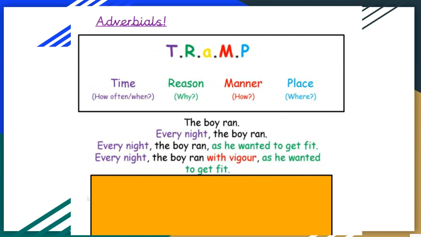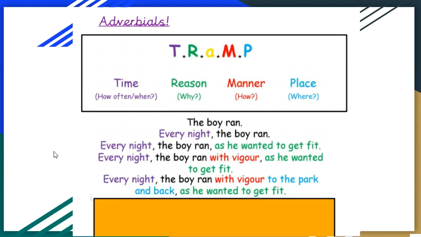Sorry about that, everyone. I'm not exactly sure where I got to. So we were talking about this sentence: every night the boy ran with vigour. So we're describing how he is running, and so that is the manner. As you can see, we started off with a very simple sentence, and we've started to add more and more and more information to it.